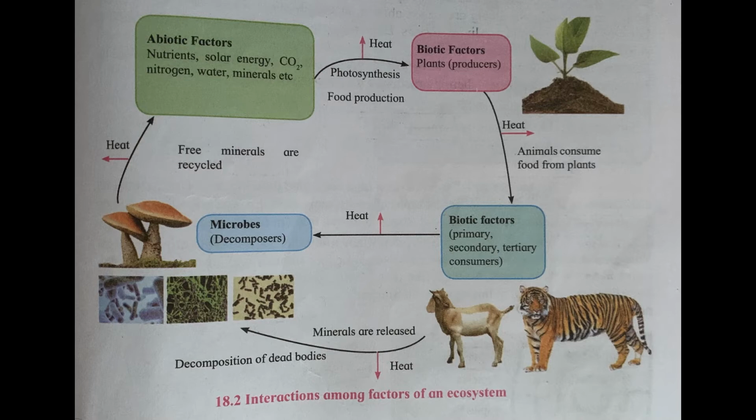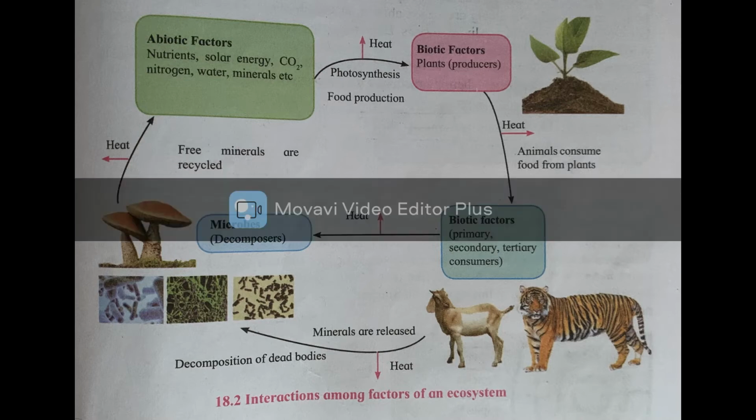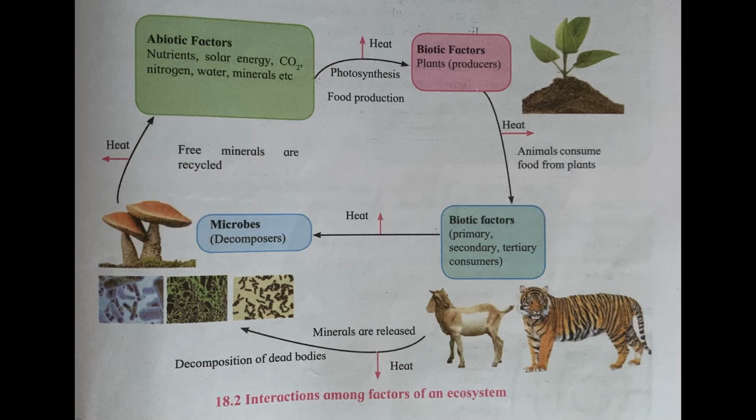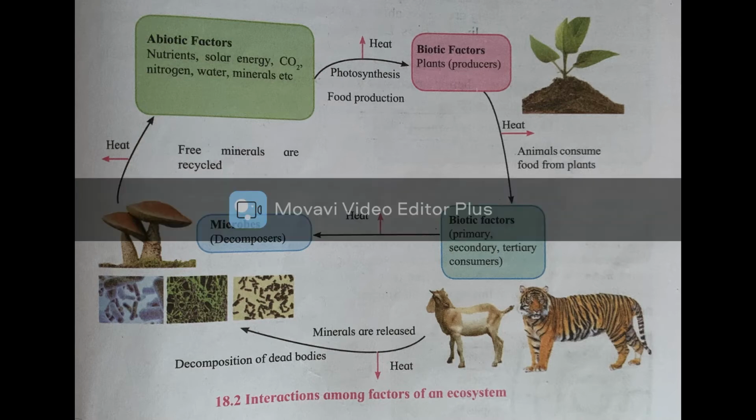Heat is given out. Animals use these plants as food. In biotic factors, there are three parts: primary, secondary and tertiary consumers. Now the dead bodies of plants and animals are decomposed by microbes. There is also heat given out. So these free minerals are recycled.